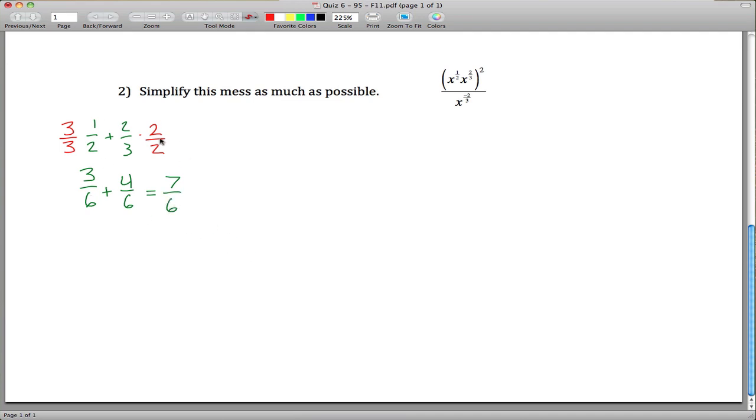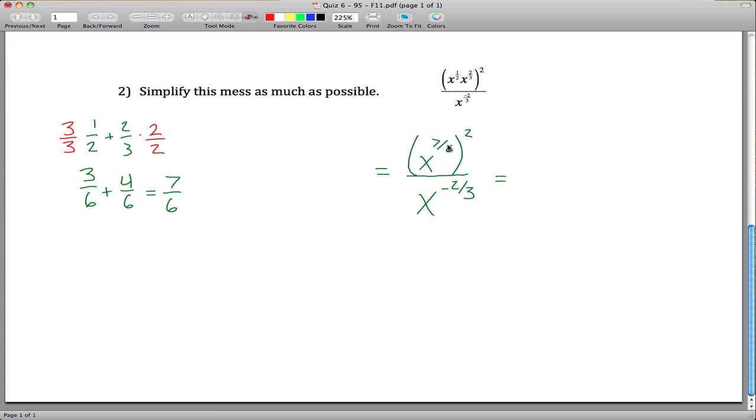So by doing all this work over here to the side, what we end up with is this thing right here is equal to, instead of x to the 1/2 times x to the 2/3, it's x to the 7/6. Right, 1/2 plus 2/3 is 7/6. And all that is squared, and that's divided by x to the negative 2/3. But we can do more.